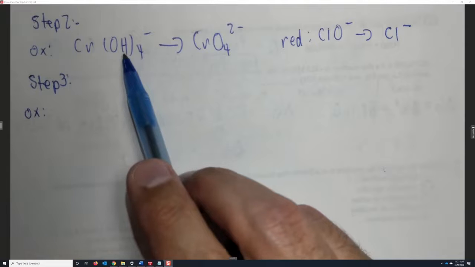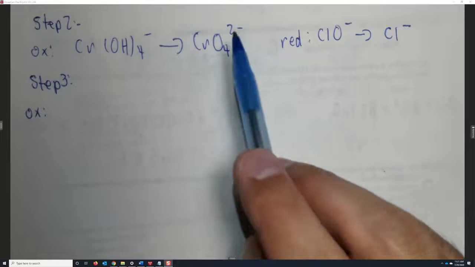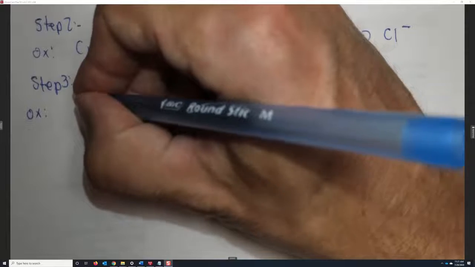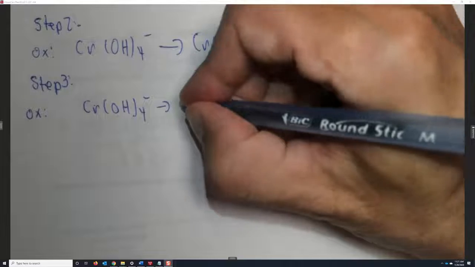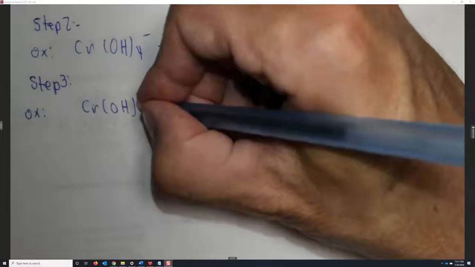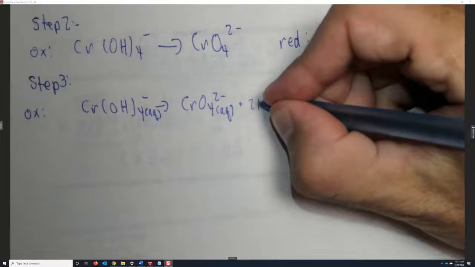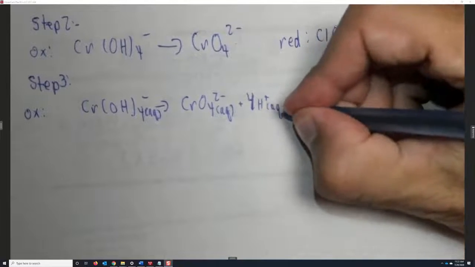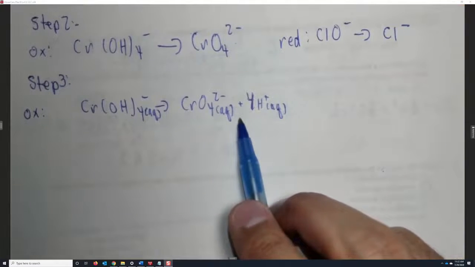If we want to balance the hydrogens by adding H+, we have 4 H's on this side, but we have 0 H's on this side. So we want to add 4H+ over here. And when we do that, what we get is CrOH4 minus yields CrO4 2 minus. I should put the states, aqueous, and plus 4H plus aqueous. So now I have 4 hydrogens and 4 hydrogens, so I'm good.